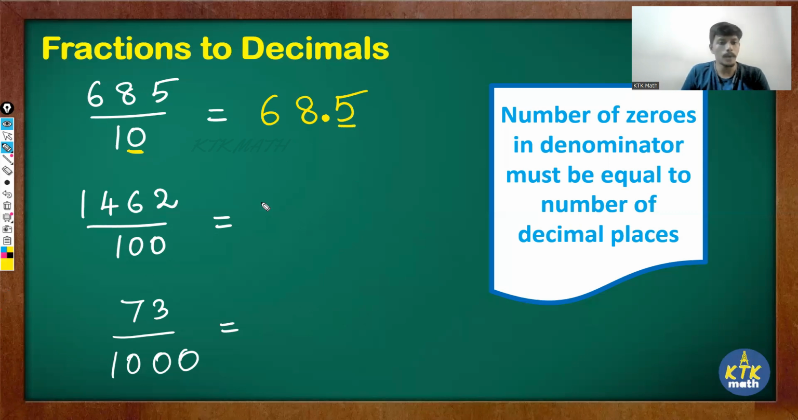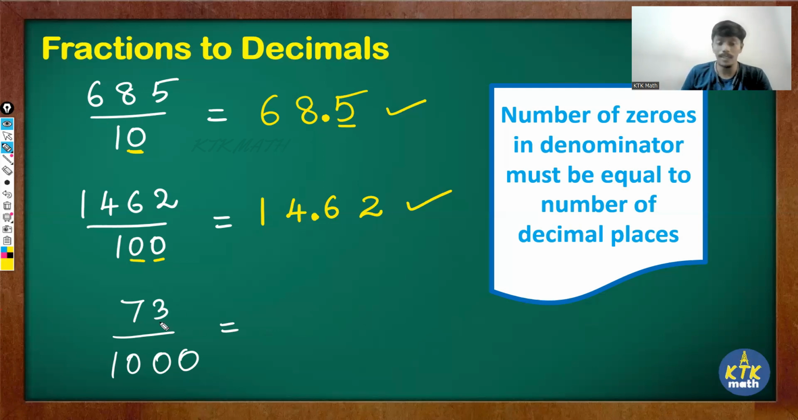In the same way, you have 1462. You have two zeros in the denominator. So 1 point, 2 points. So just leave this. That's all the answer. I hope you understand the relationship between denominator zeros and decimal places, right?